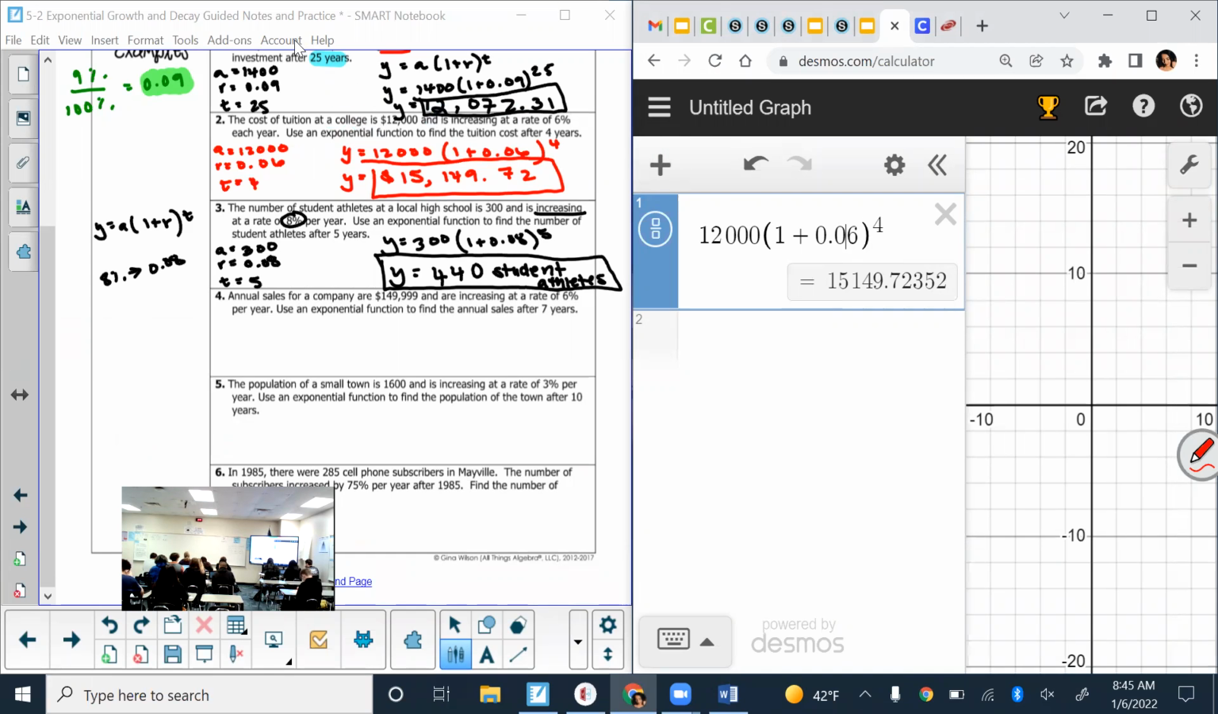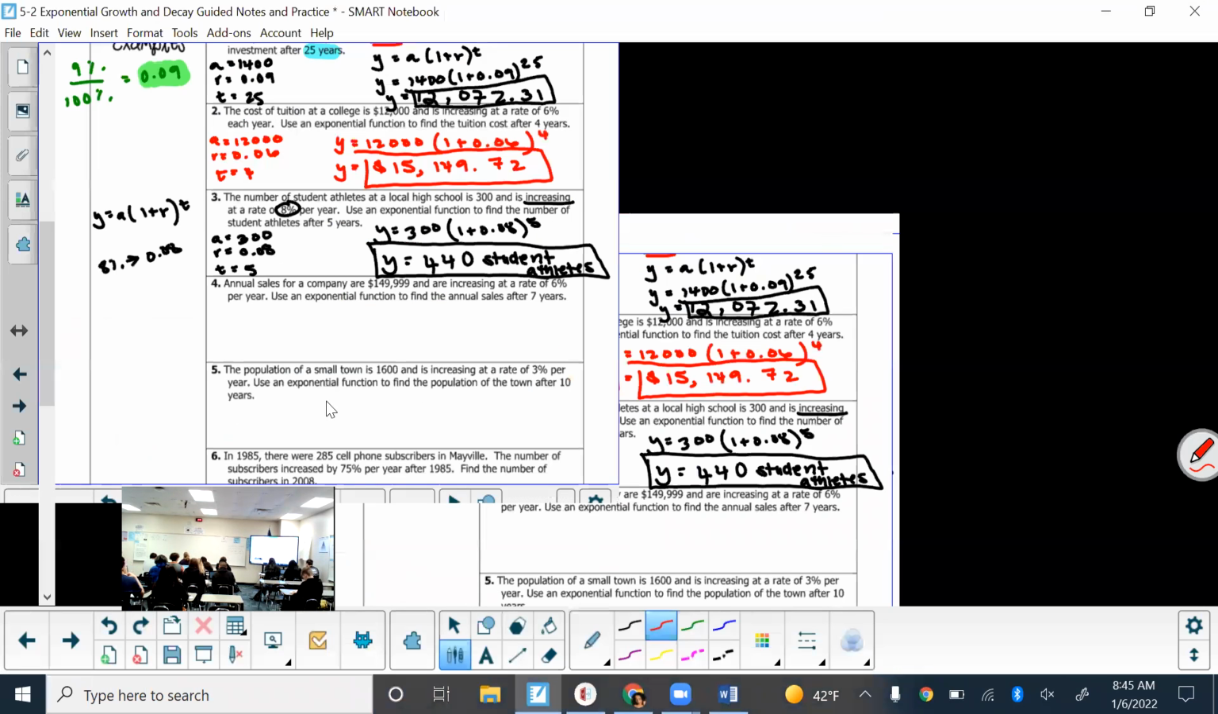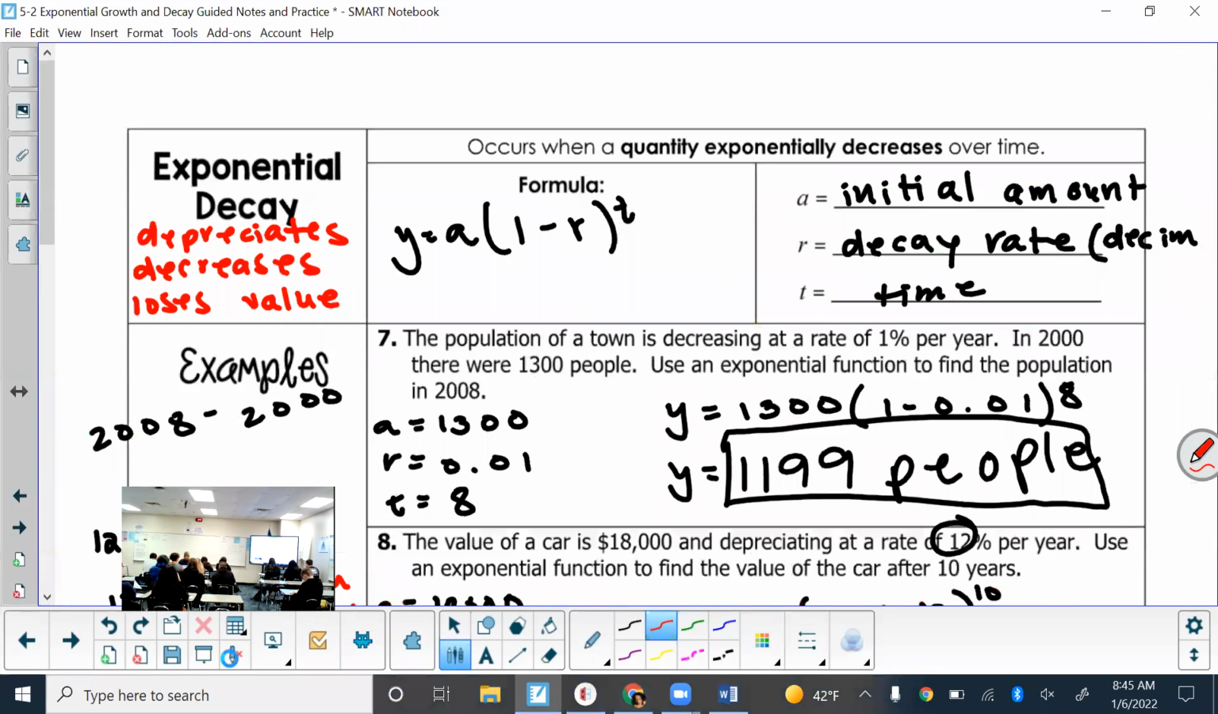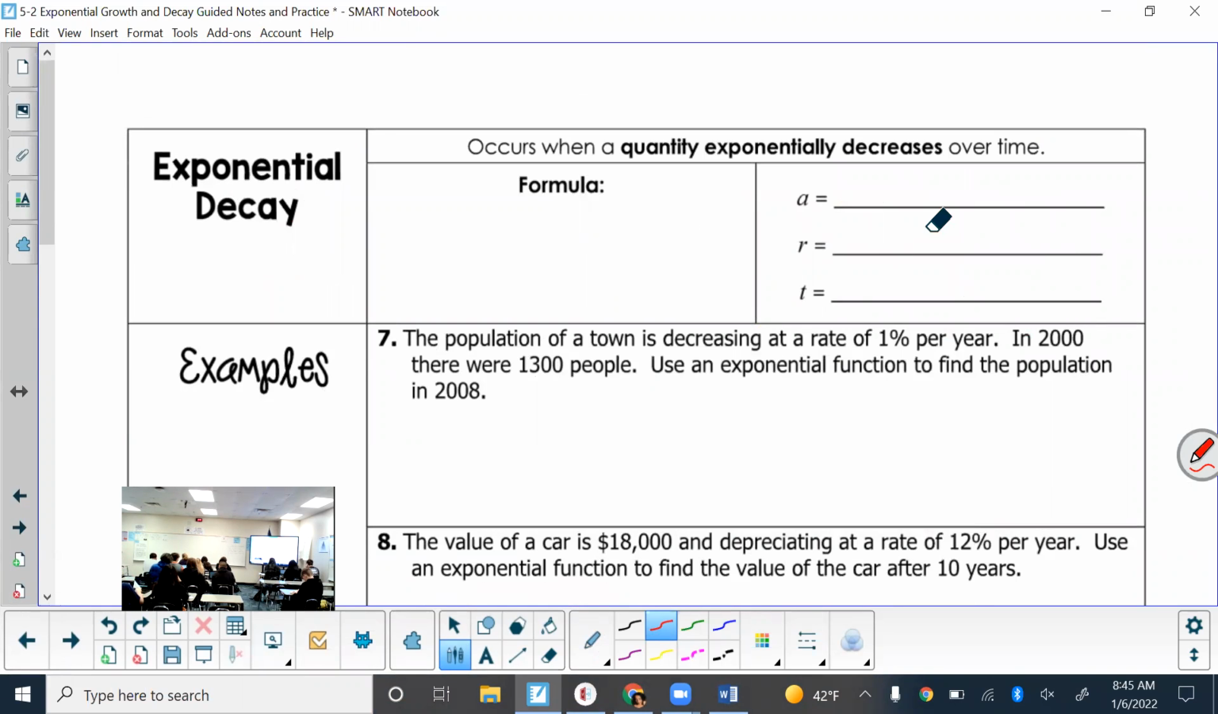All right, so let's look at decay. So all we talked about so far is growth. Decay is really similar, but it has a slightly different formula. All right, so the formula for decay is going to be y equals a parentheses 1 minus r close parentheses to the t power. All right, so what is the only difference from this formula to the other formula?